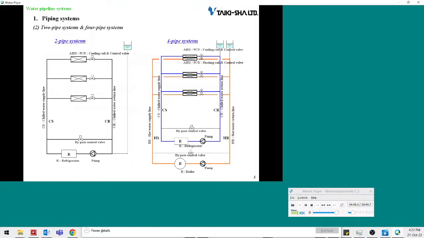2-pipe systems and 4-pipe systems. The 2-pipe system is a system which sends either cold water or hot water to equipment on the load side. The 2 pipes are the supply pipe and the return pipe. The 4-pipe system is a system which sends cold water and hot water separately to equipment on the load side.